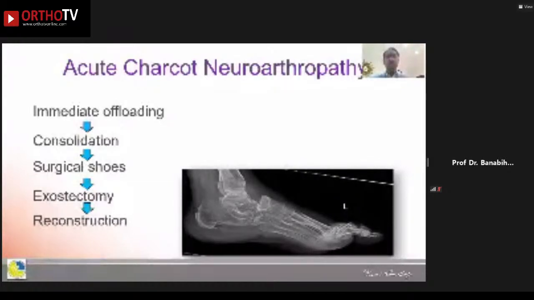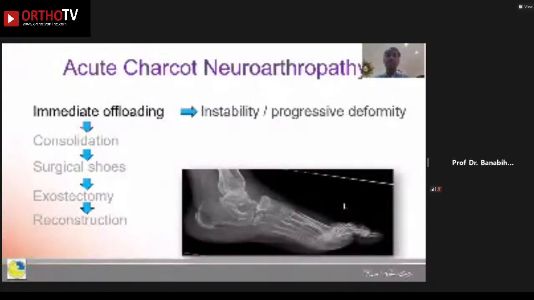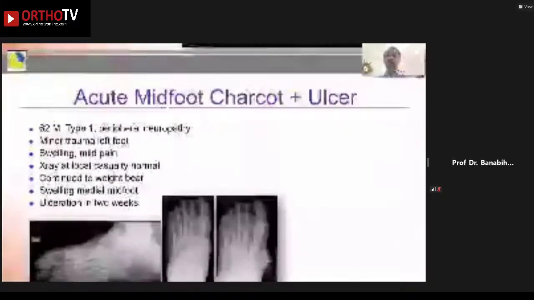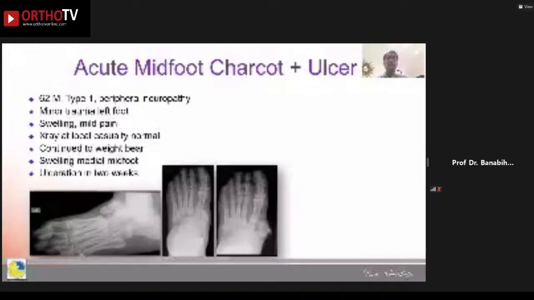So this is the standard progressive phase of an acute Charcot progressing to a chronic deformed Charcot. However, some of these acute Charcot presentations continue with instability and progressive deformity despite your good offloading technique. And those can develop this foot at risk situation where the offloading measures do not work, but in front of our eyes, the foot continues to develop a limb-threatening situation.